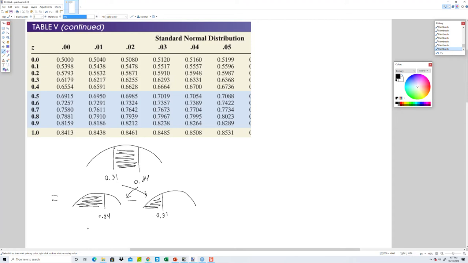Now this is 0.8, and the hundredths place is 0.04. Okay, so 0.8 right here, and 0.04 would be right here. And we're looking at the intersection of those. And that would tell us 0.7995.